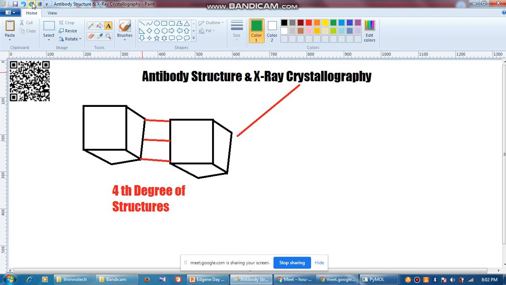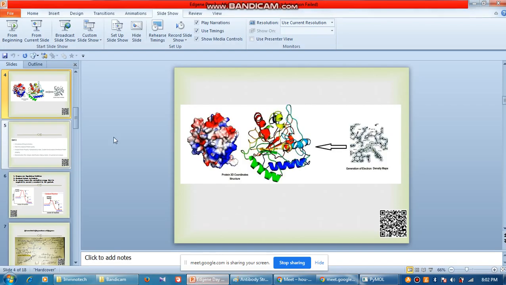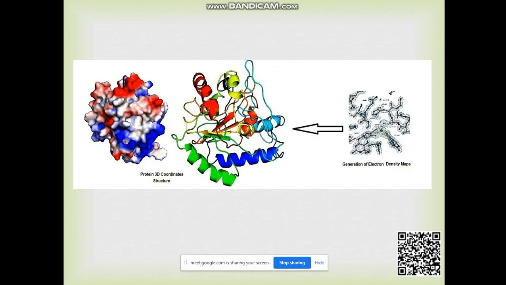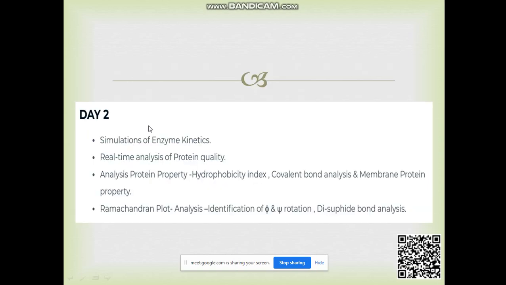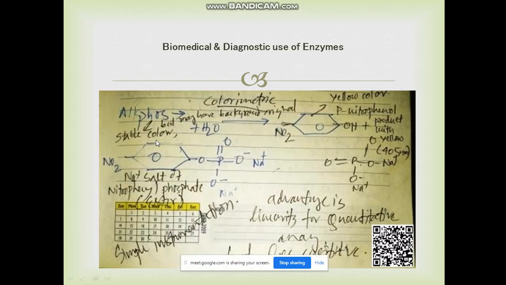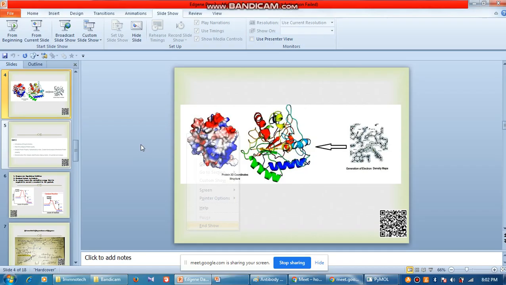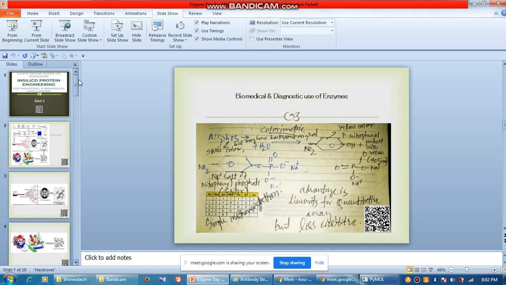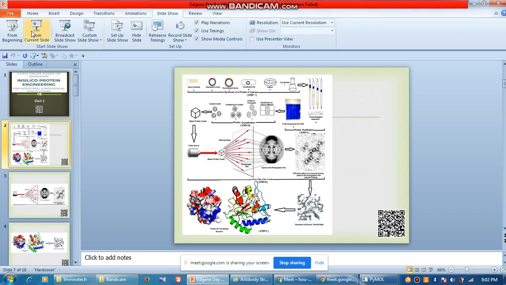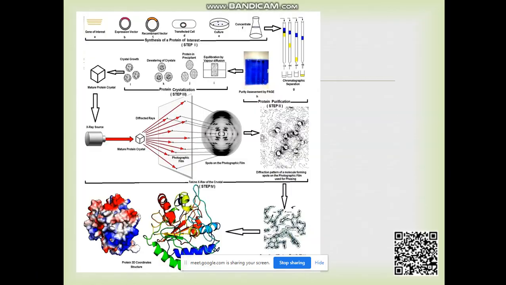In that case, you also need to understand how X-ray crystallography works. X-ray crystallography is a method through which you can deduce the structure of a protein very nicely. Here you see the final structure from an X-ray crystallograph, and we are interested to see the method. So this is the method of X-ray crystallography.